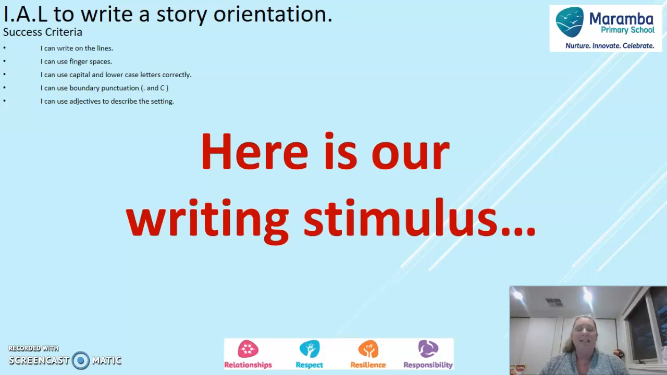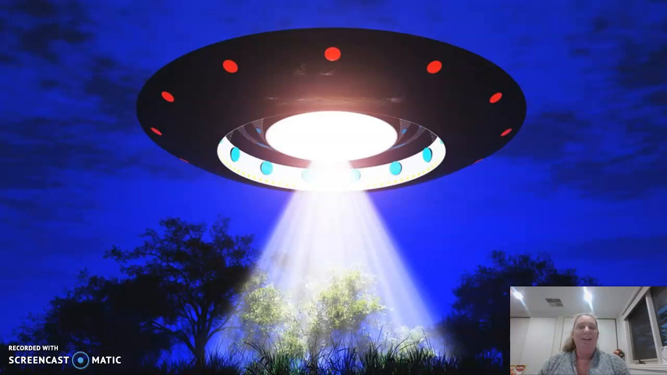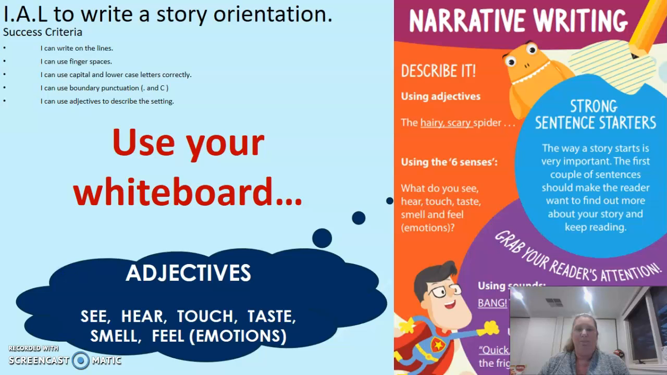So here is our writing stimulus for today. An interesting UFO. So we are going to write a story, or the orientation of a story about this picture. Now, of course, we need to look at some adjectives. So I need you to pause the video and get out your whiteboard with your magic eraser and your whiteboard marker.